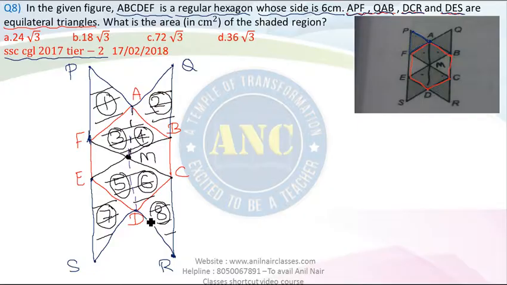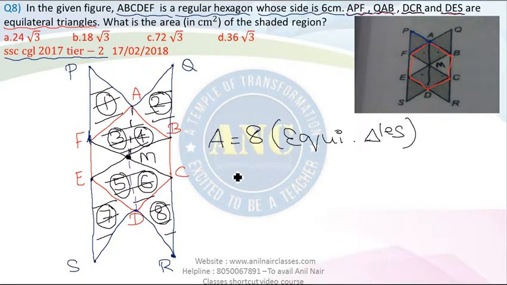And those 8 equilateral triangles are nothing but the shaded portions, and they are asking you to find the area of the shaded portion. Answer is nothing but, area is nothing but 8 equilateral triangles. Area is nothing but area of 8 equilateral triangles. Area of one equilateral triangle is root 3 by 4 into a square.